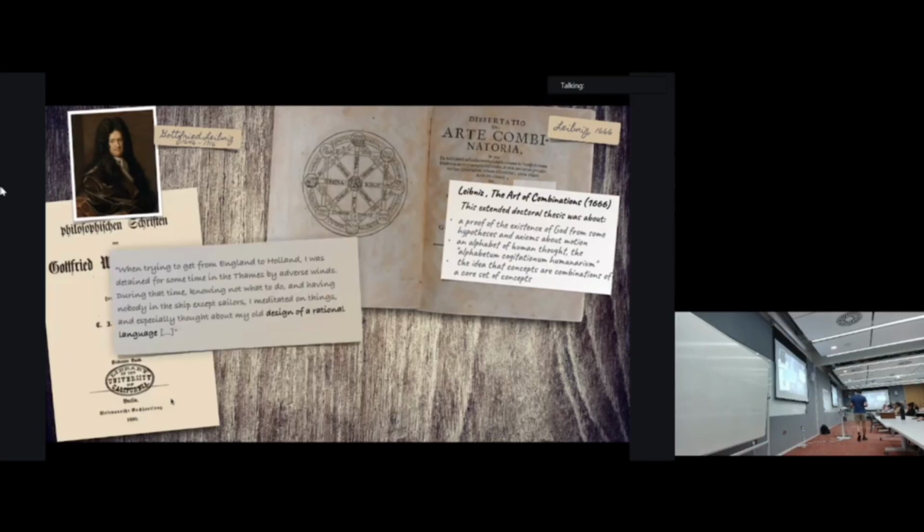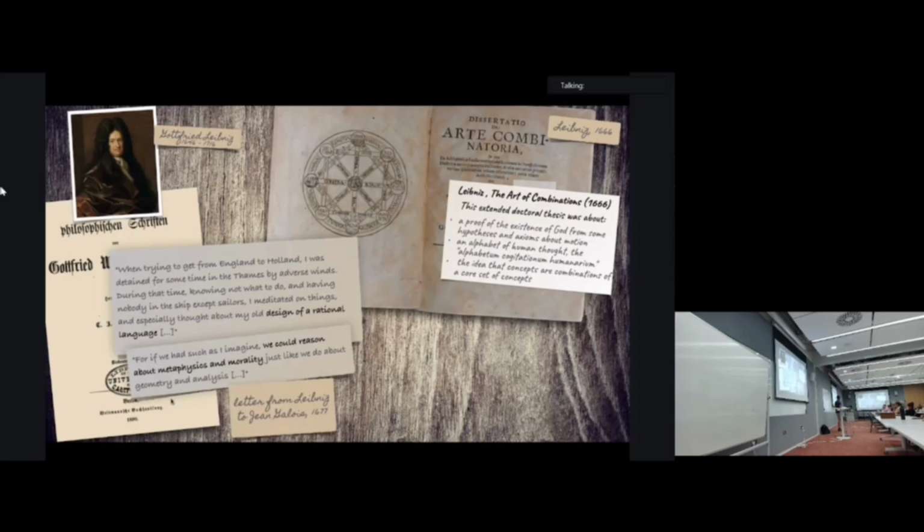And along in that period, he's got this story about where he was trying to get from England to Holland, and he was detained for some time in the Thames by adverse winds. "And during that time, knowing not what to do and having nobody in the ship except sailors, I meditated on things, and especially thought about my own design of a rational language." So he starts ruminating on this idea of rationality and what we can do with that. "For if we succeed, such as I imagine, we could reason about metaphysics and morality just like we do about geometry and analysis." So great insight, very, very long time ago.